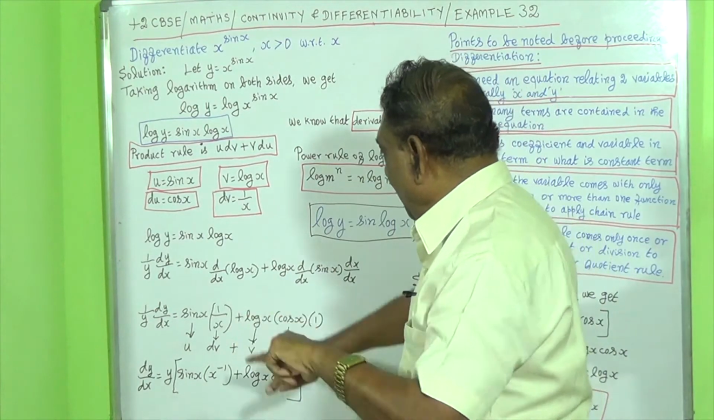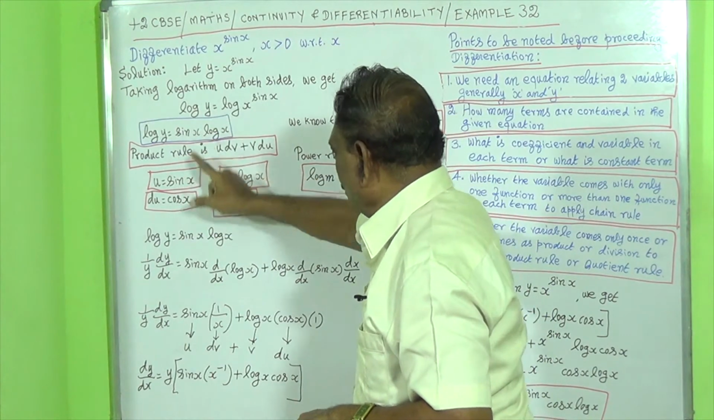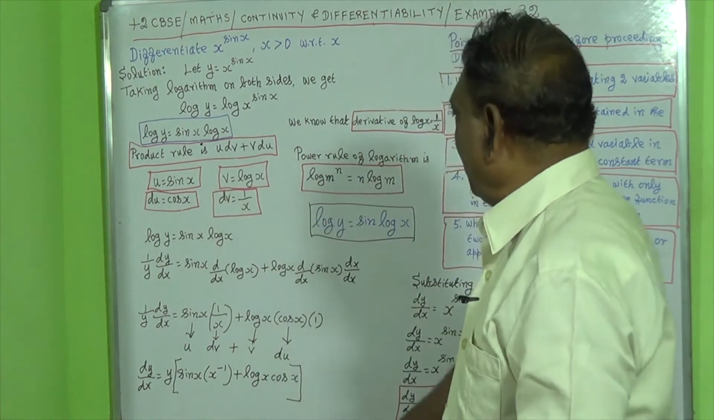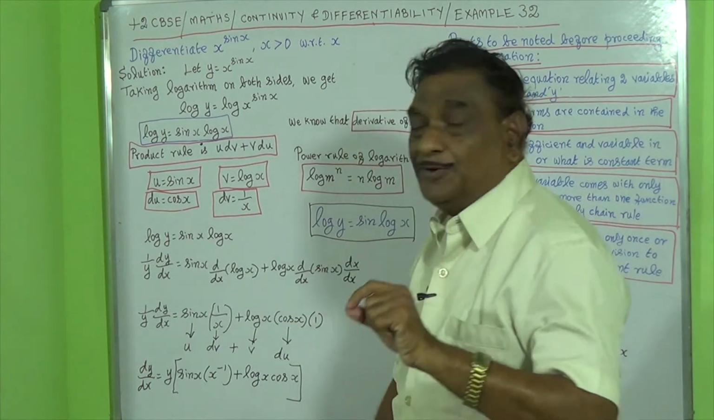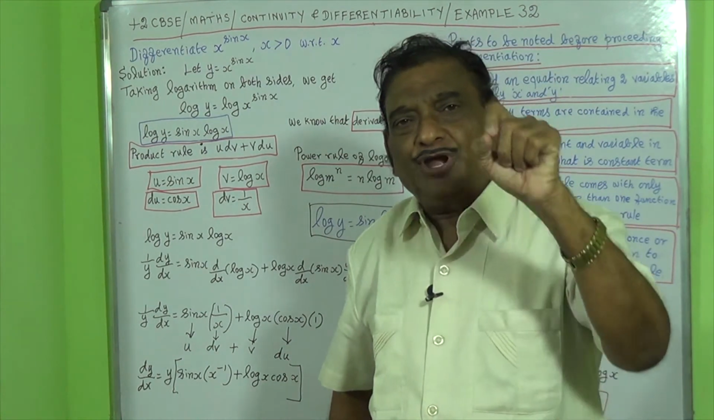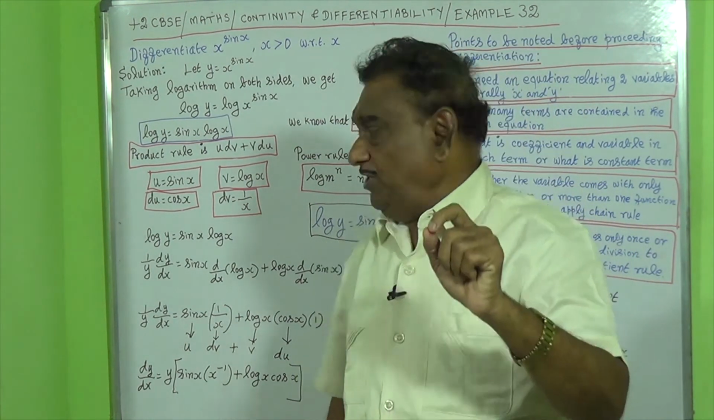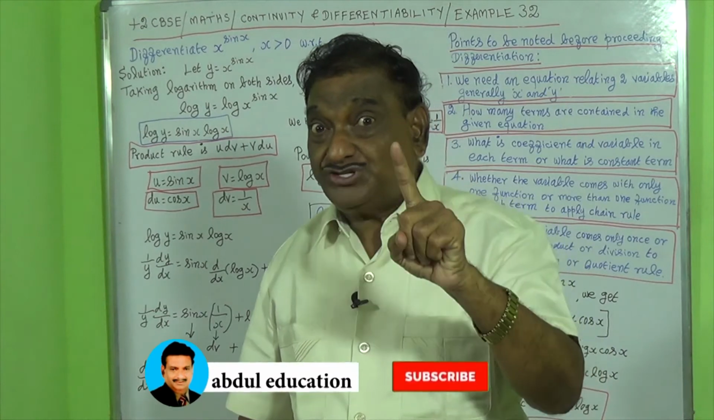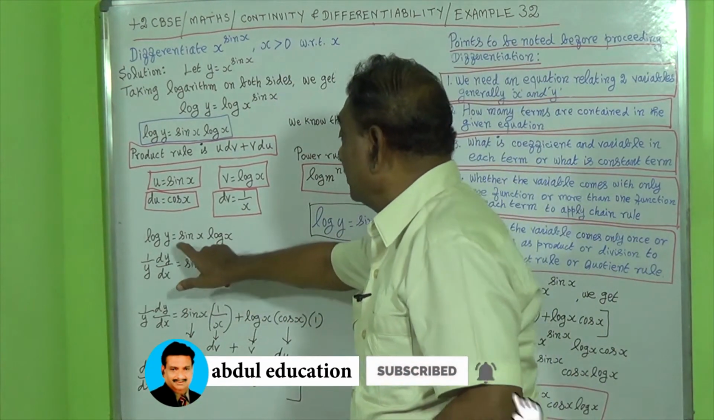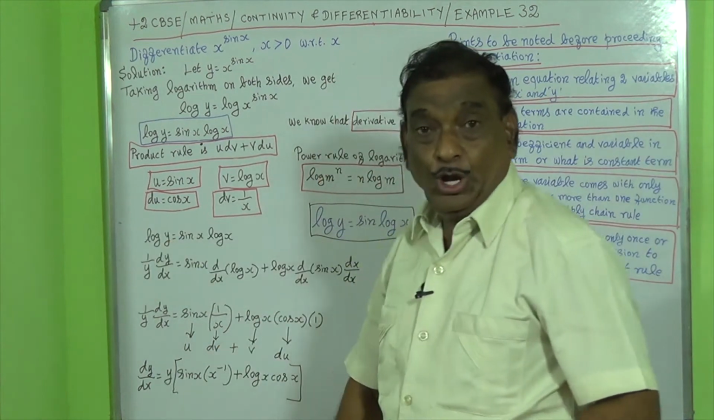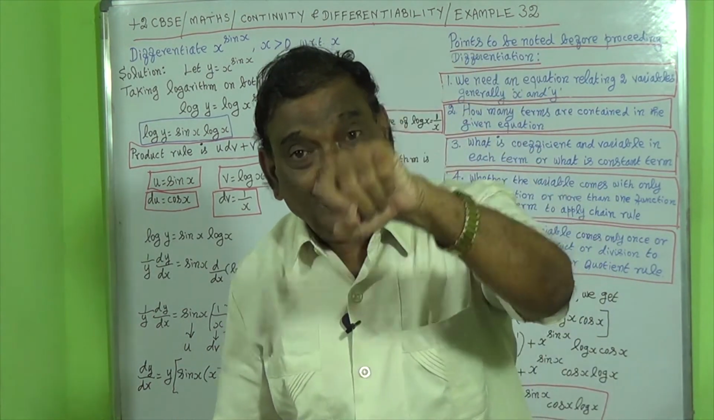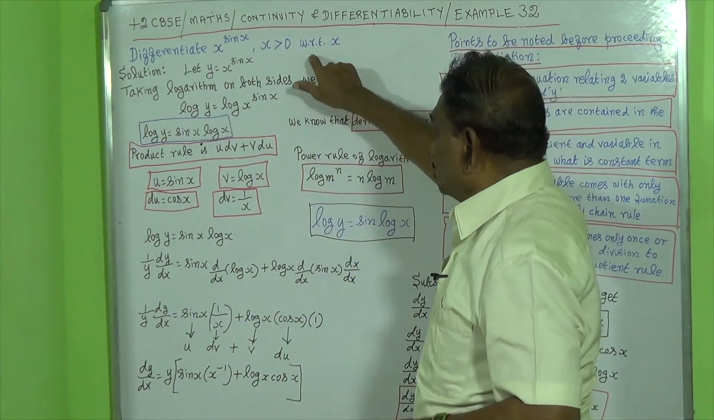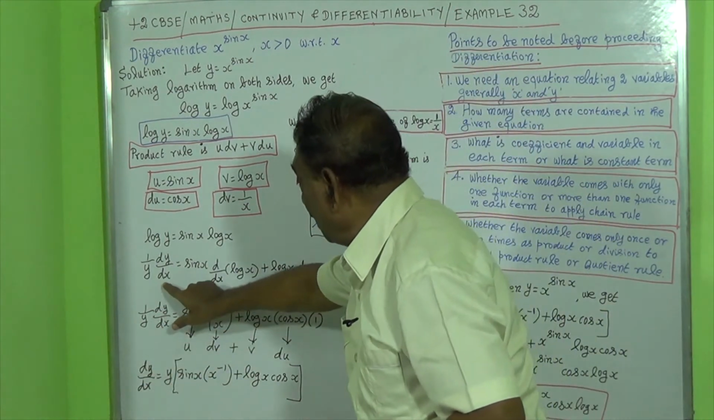The function is written again, that is log y equal to sin x into log x. First of all, we are going to differentiate the left side. In the left side there is log y. On differentiating log y, what will we get? We will get 1 by y. Then we should differentiate the variable y, thereby we will get dy. To which variable is it to be differentiated? It is to be differentiated with respect to the variable x, so that we will get dx in the denominator.